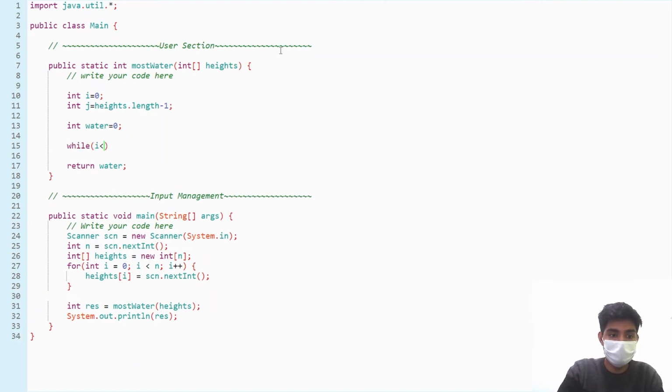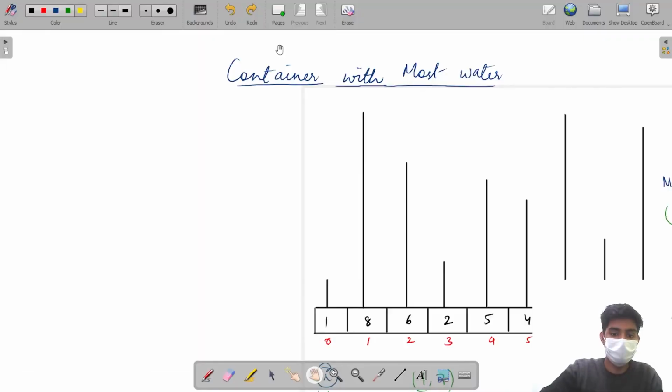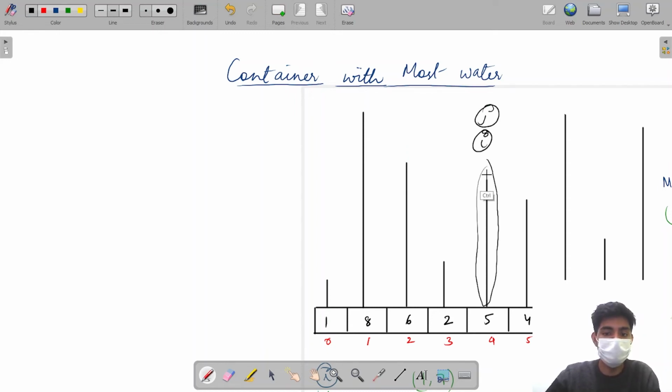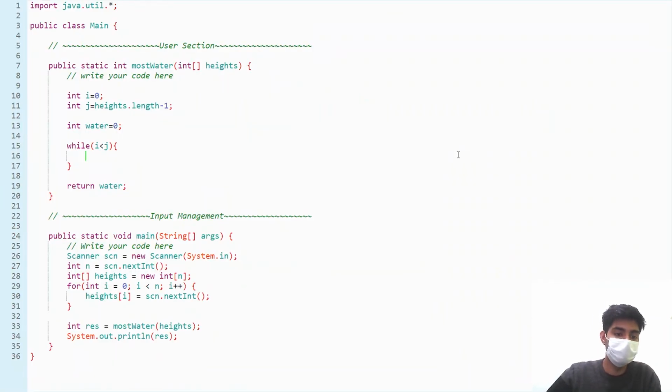So while I is less than J, because when I and J are equal, let's say I and J are equal here, at this point, we will have only this one line, right? And we cannot make a container from this one line. So my while condition will terminate when I is equal to J or greater. Okay, so while I is less than J, till then, find the height, right? So I'm trying to find the height of the container. The height of the container will be the Math dot minimum value of the two numbers, right?